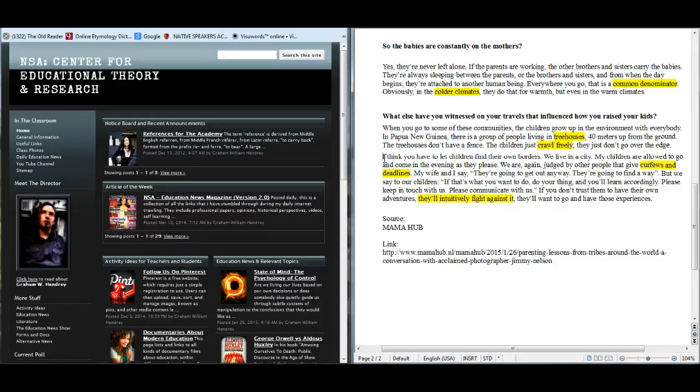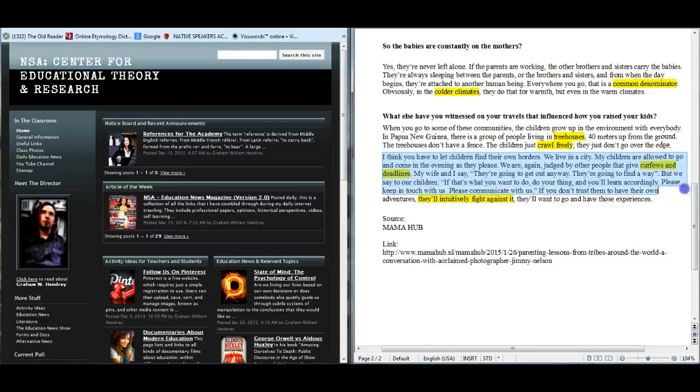I think letting children have the opportunity for free play is extremely important. See some of the other presentations that we have done for information. I think you have to let children find their own borders. We live in a city. My children are allowed to go and come in the evening as they please. We are, again, judged by other people that give curfews and deadlines. My wife and I say, they're going to get out anyway, they're going to find a way. But we say to our children, if that's what you want to do, do your thing. You'll learn accordingly.